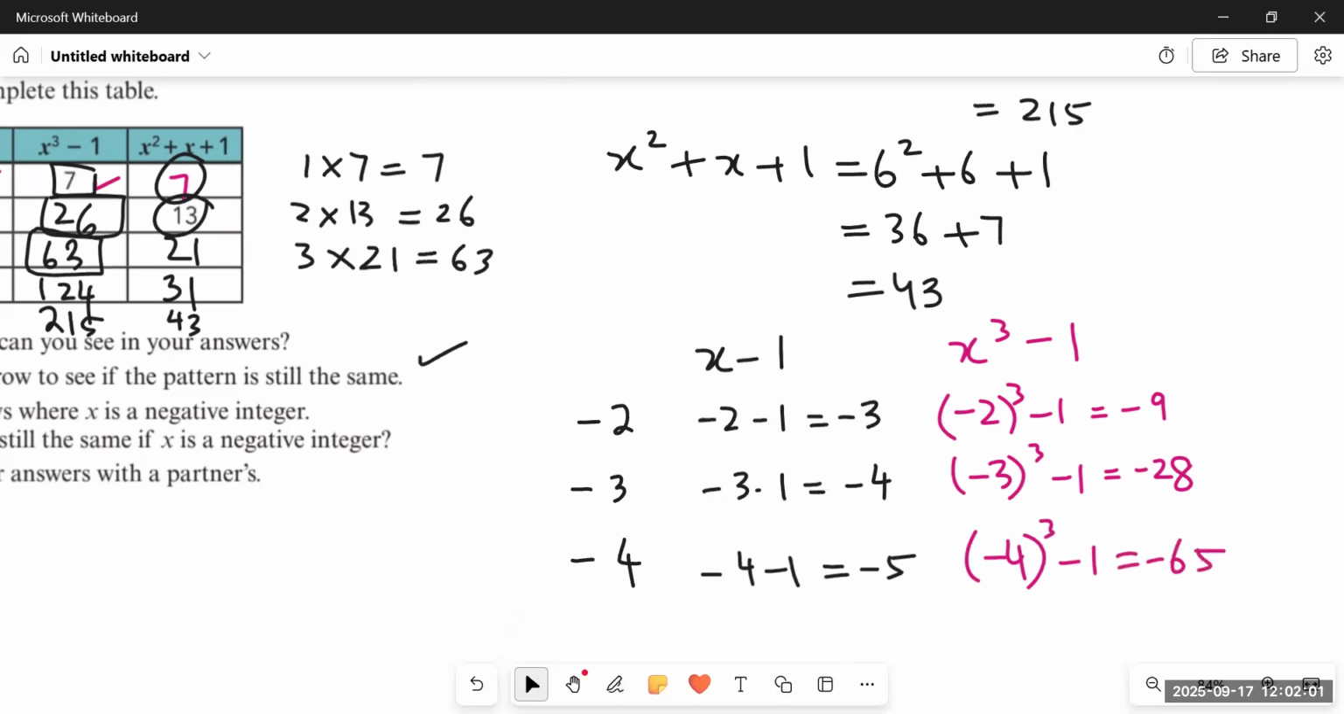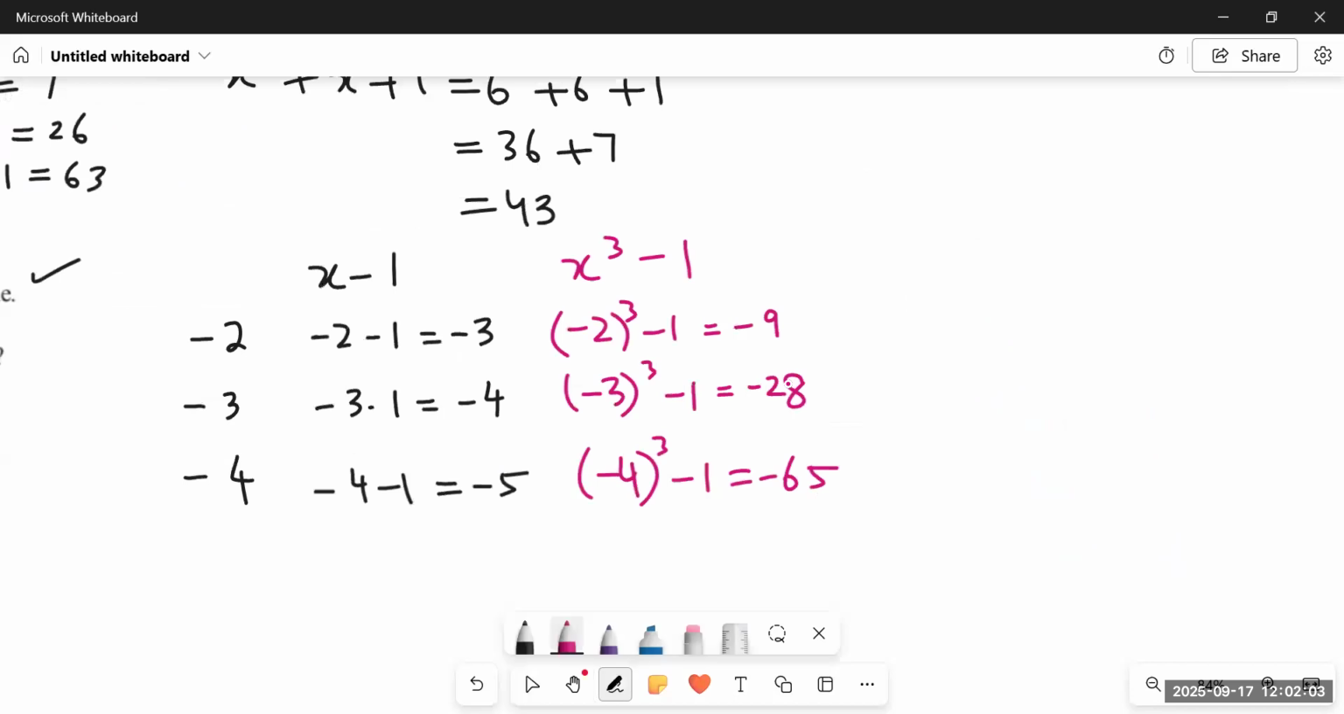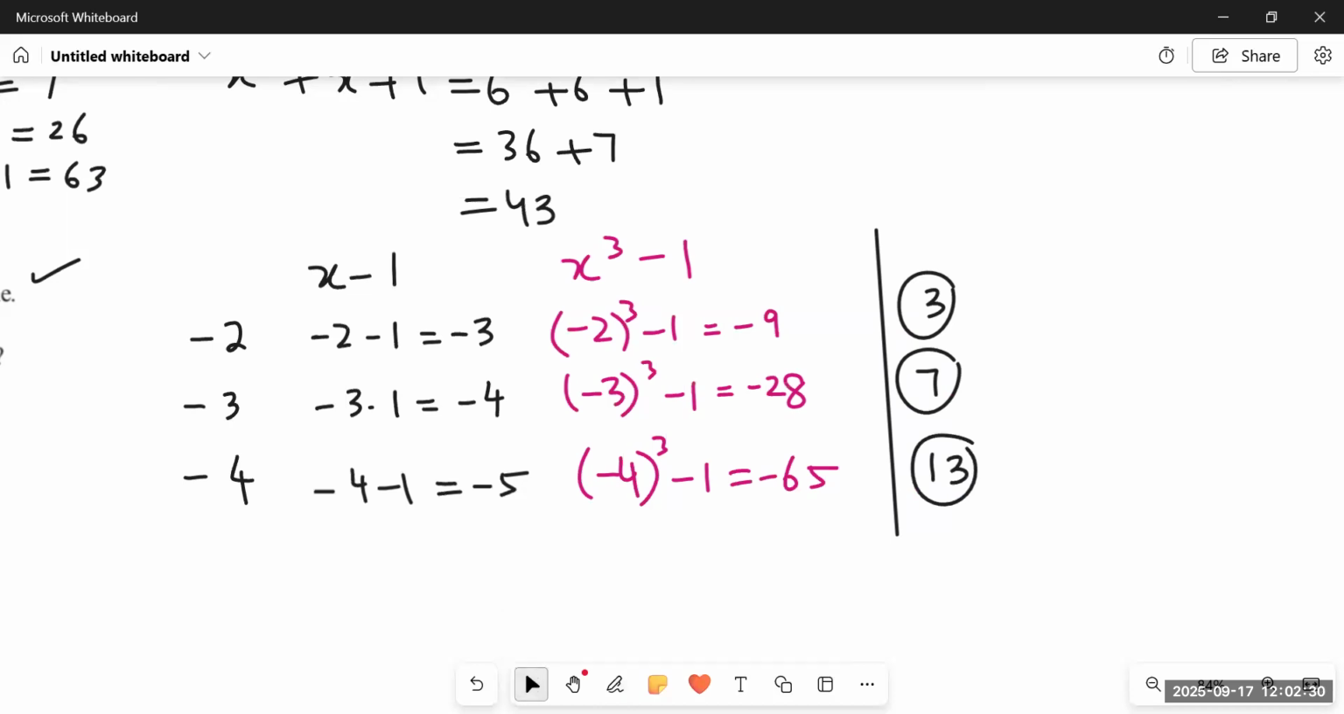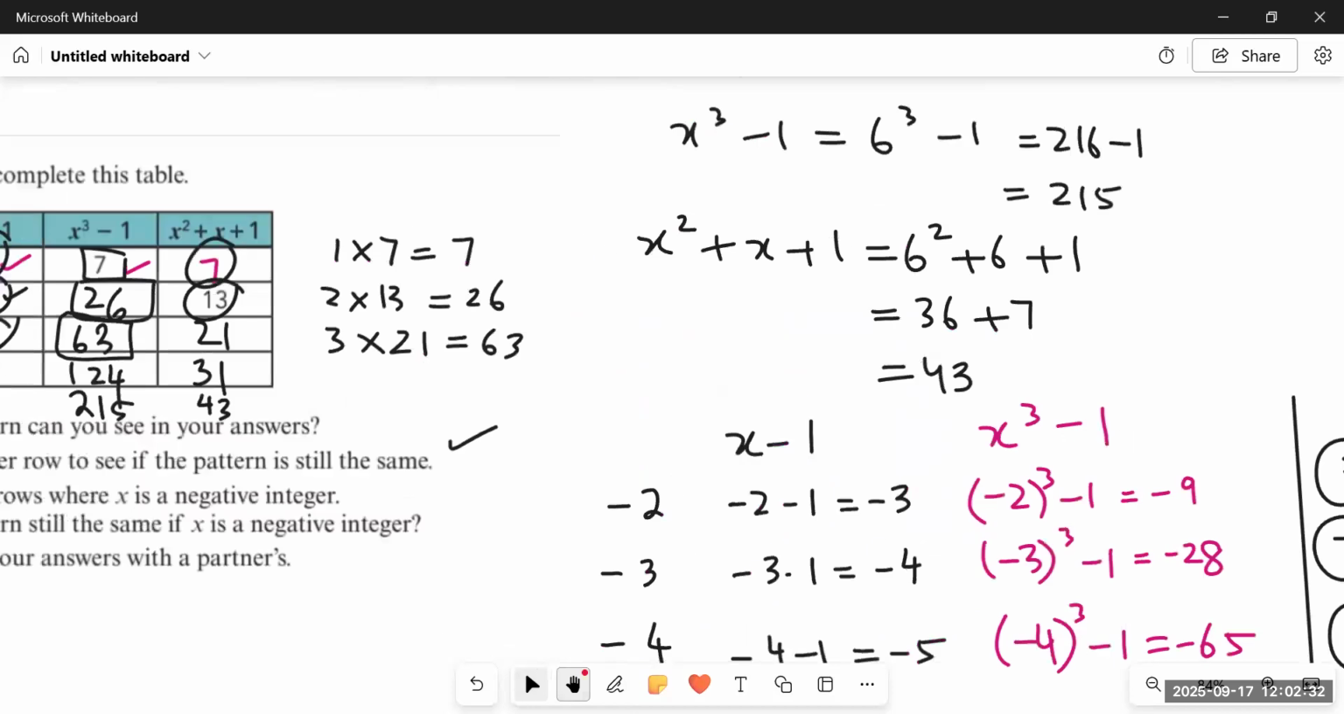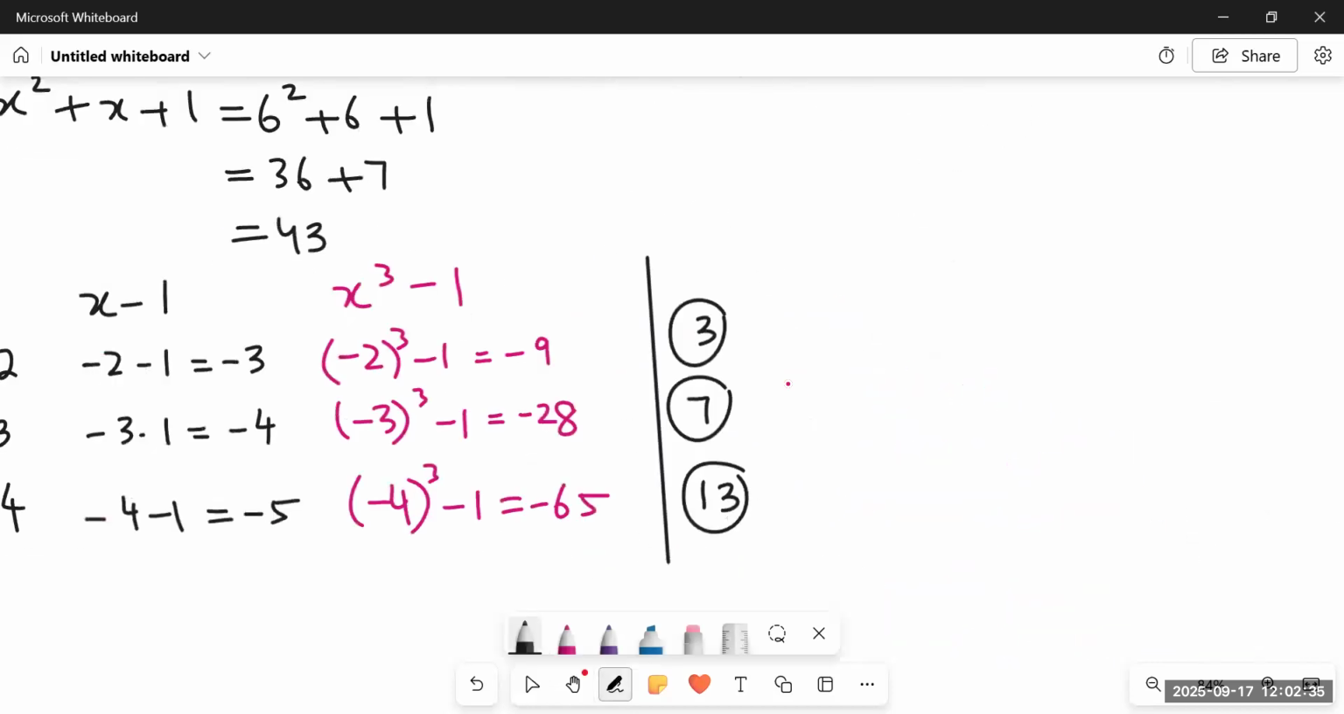So if the pattern is followed, according to the rule we have to divide the answers minus 9, minus 28, minus 65 by minus 3, minus 4 and minus 5. So minus 9 divided by minus 3 is 3, minus 28 divided by minus 4 is 7, and minus 65 divided by minus 5 is 13. It means the answers in the third column must be positive, and they must be 3, 7 and 13 in the row. Now x square plus x plus 1, let's check it out.